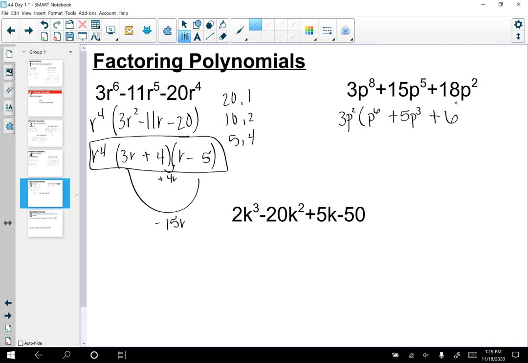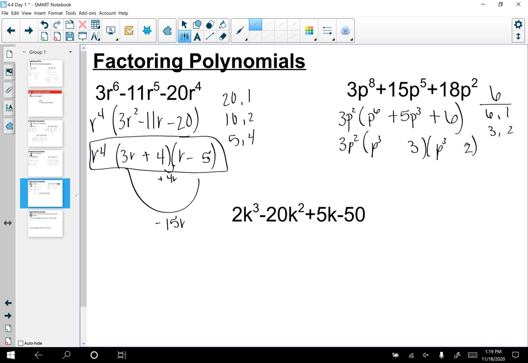plus 6. All right, now you're like, well, I don't know what to do. This is to the 6th. We're going to use the same concept as if it were a quadratic. So we're going to factor like it was a quadratic, okay? So we know p to the 6th can be split up as p to the 3rd, p to the 3rd, right? 3 plus 3, that gives me the 6. Now I'm going to split up my 6. My options are 6 and 1 or 3 and 2. Again, I'm going to use 3 and 2.